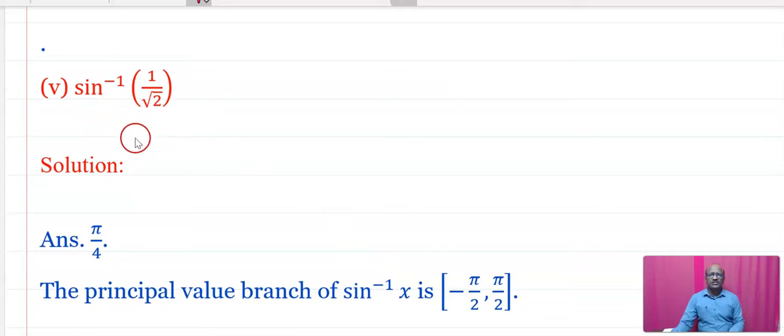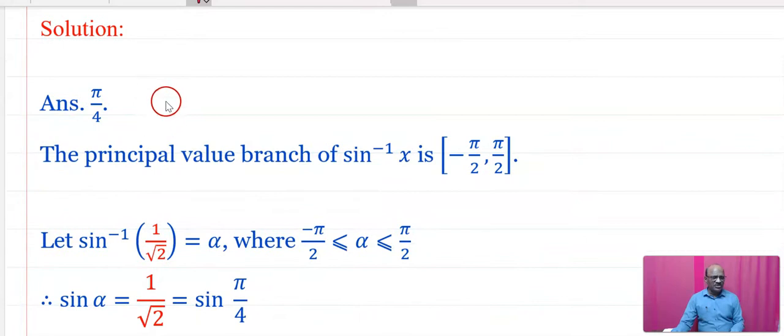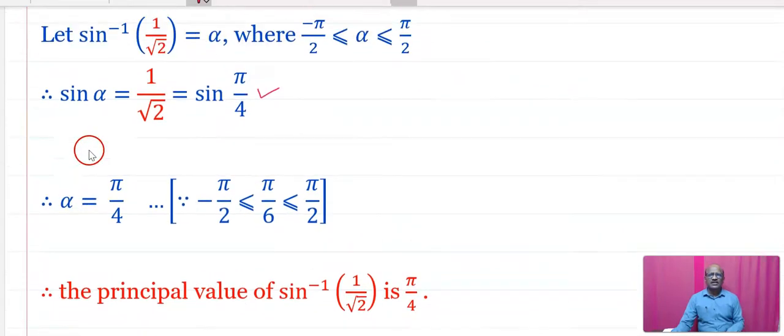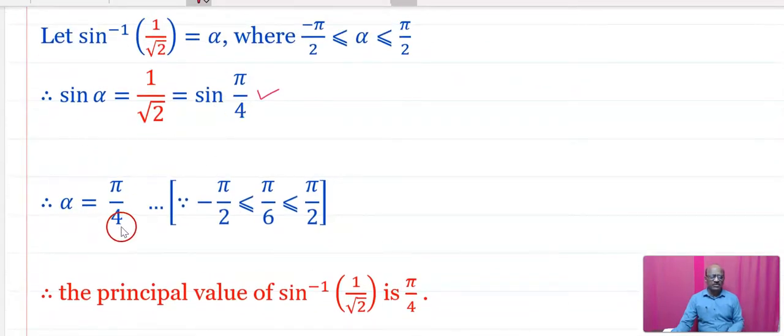Next is the sine inverse of 1 by root 2, and we know that it is pi by 4. But see here, the principal branch of sine inverse of x is minus pi by 2 to plus pi by 2. Let sine inverse of 1 by root 2 be alpha, where alpha lies between minus pi by 2 to plus pi by 2. Therefore, sine of alpha is equal to 1 by root 2, and 1 by root 2 is the value of sine of pi by 4. And that's why alpha is equal to pi by 4.